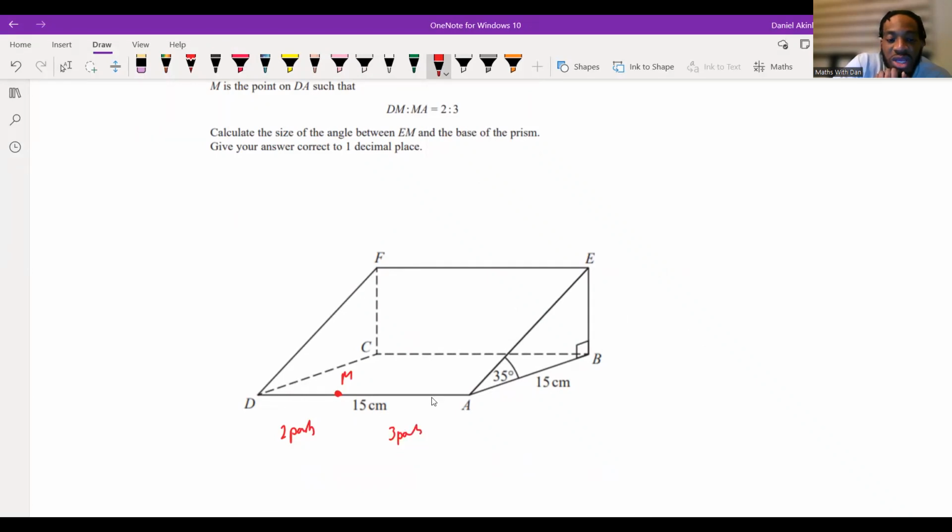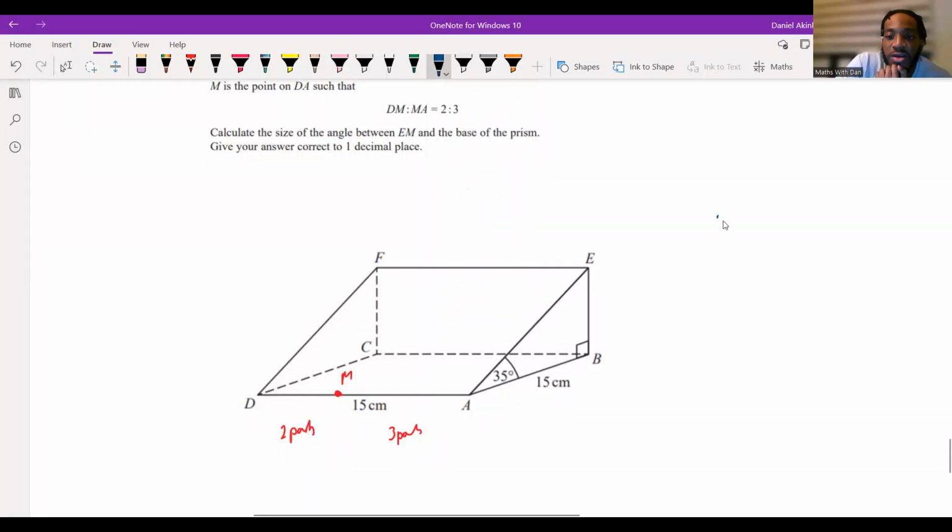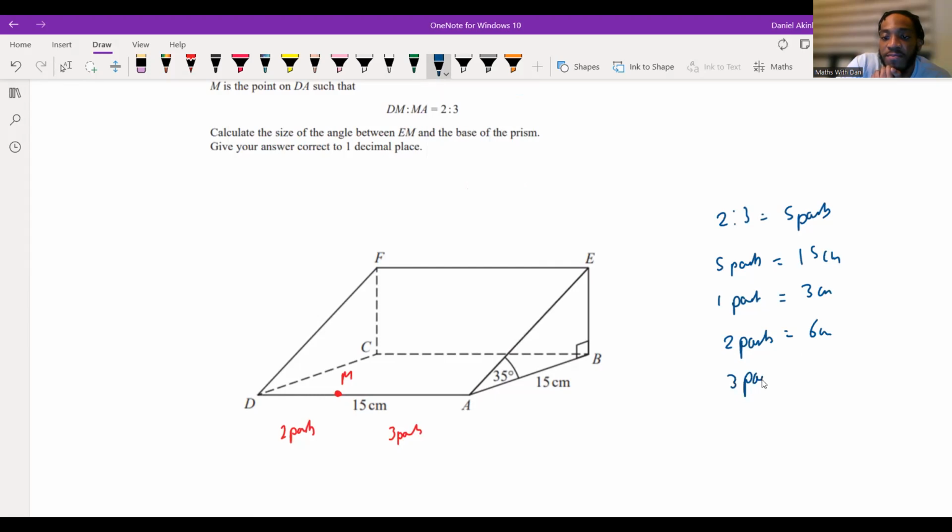And we know DA is 15. Just from ratios, 2 to 3 is equal to 5 parts altogether. 5 parts equals 15 centimeters, because it's DA, meaning that 1 part is 3 centimeters, and that allows us to find out what each part is. So 2 parts is 6, 3 parts is 9. So DM is 6 centimeters, and MA is 9.